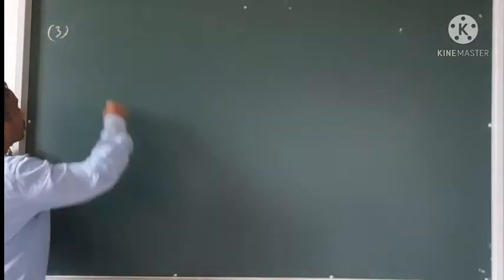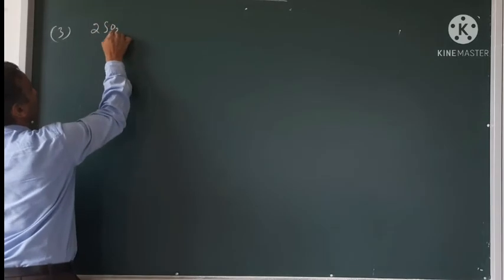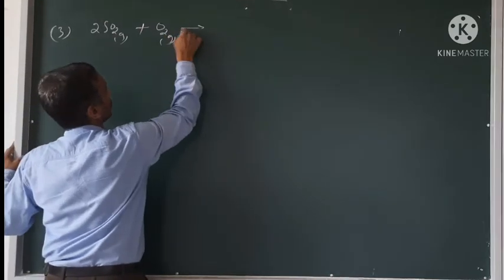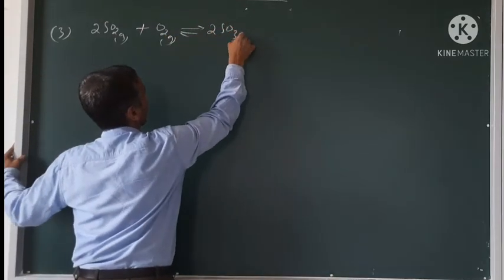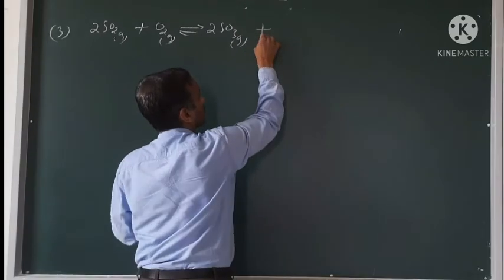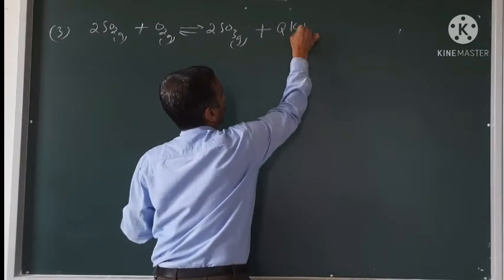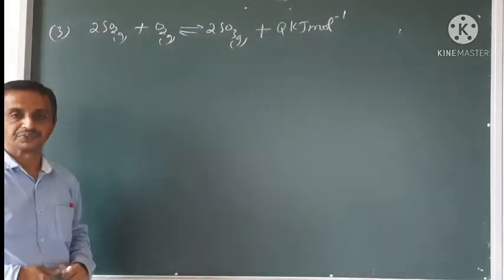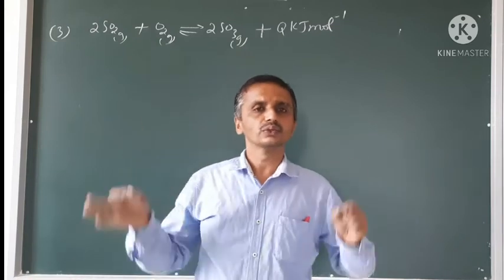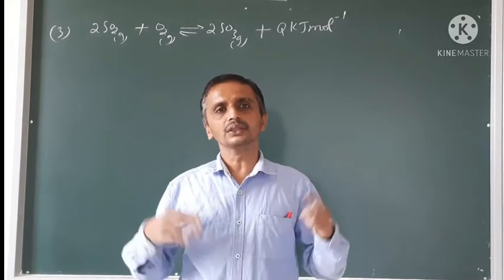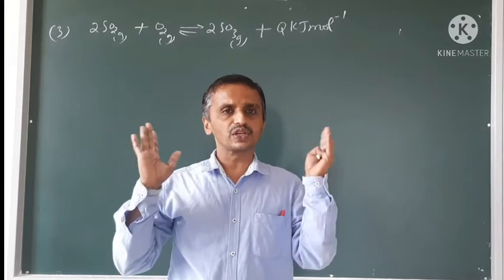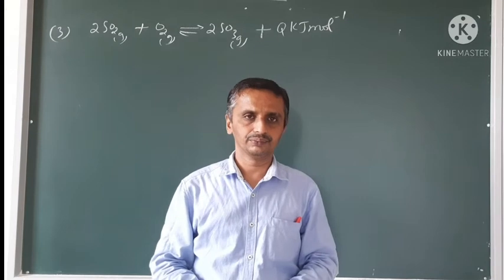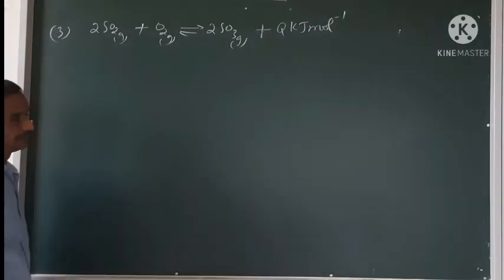Next example is 2SO2 gas plus O2 gas giving 2SO3 gas plus Q kilojoules per mole. In this again, I have to discuss what is the effect of temperature, what is the effect of pressure, what is the effect of concentration, what is the effect of inert gas addition.